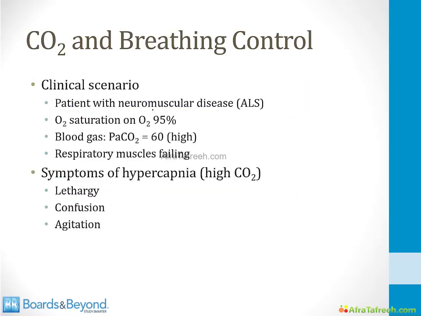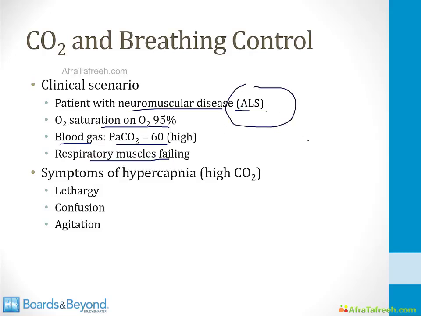Here's another clinical scenario, a patient with neuromuscular disease like ALS. The oxygen saturation on supplemental oxygen therapy is 95%. A blood gas is done and the PaCO2 again is 60, which is high. This means the respiratory muscles are failing. And in patients with end-stage ALS, they are often referred for a blood gas. And what their doctor wants to know is, is the CO2 level starting to climb? If it is, it means that that person's disease is getting so severe that they can't ventilate their lungs. Their doctor is using the carbon dioxide level as an indicator of ventilation status.